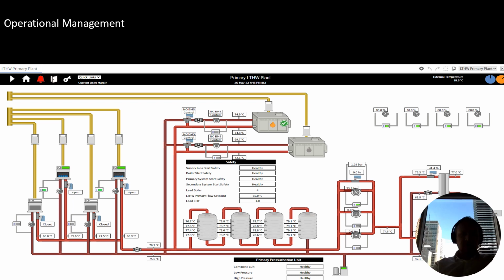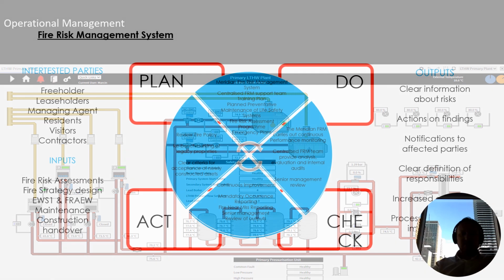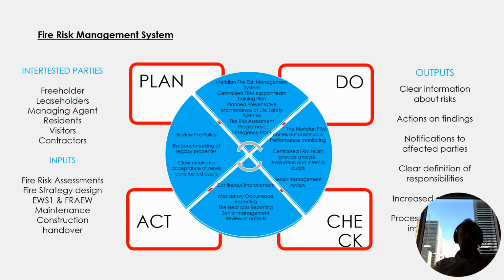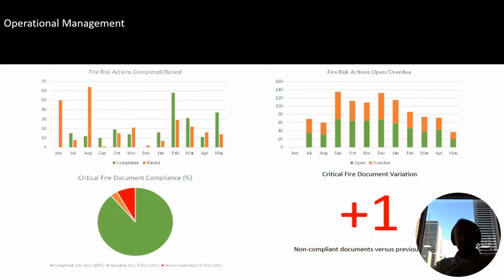In operation, we can utilize live data. Also, we can leverage our golden thread to assist with that as well. And then it's one of the inputs within the management of the building as well. So following on from the seminar by Brian Cox, where we go into much more detail about the plan, do, check, act cycle, in this instance we use that cycle to construct a fire risk management system.